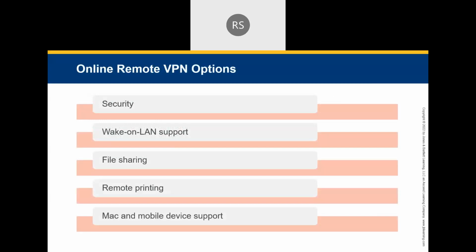So now we're going to look at some of the security features and capabilities of online remote VPN options. We'll start with Wake on LAN. It is a feature that enables users to remotely power on or wake up a computer over a network connection. Some VPN solutions offer Wake on LAN support, allowing users to wake up their devices remotely and establish VPN connections for secure access.